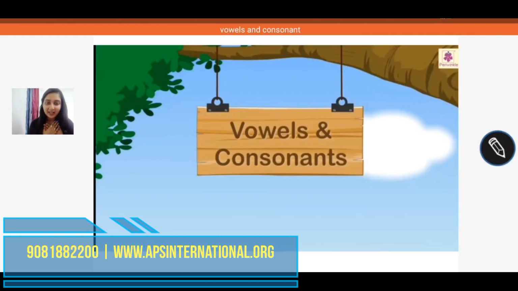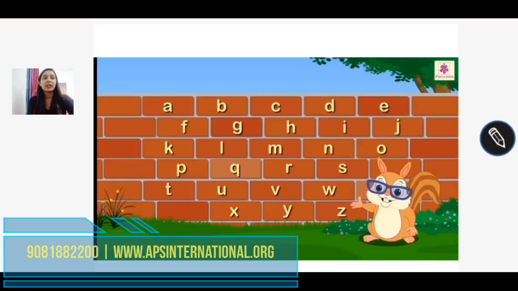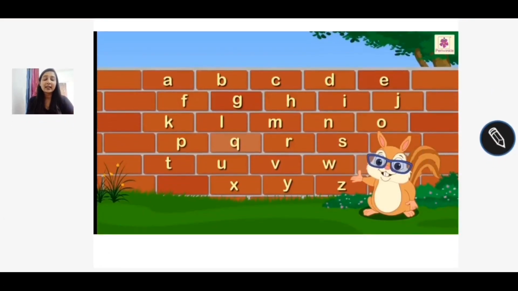I am Pinkisha and today we will learn about vowels and consonants. There are 26 alphabets in the English alphabet family. You all know that, right?